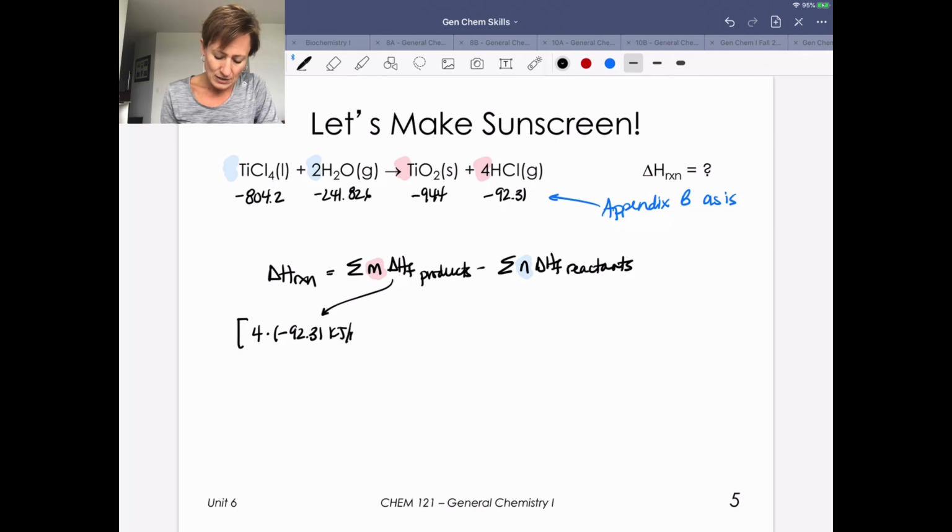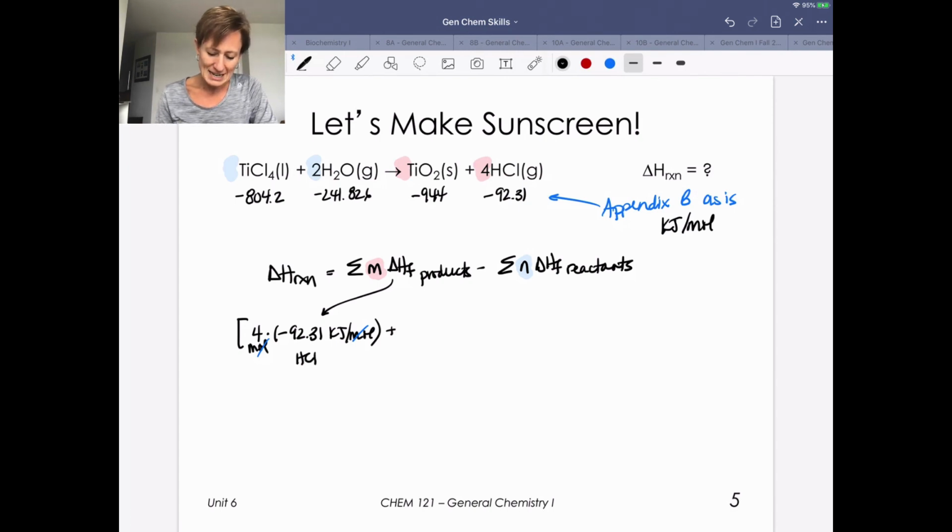I'm going to highlight here. I should have done this before. The units for these are kilojoules per mole. That's why we need to scale these by the coefficient, because they tell us how many moles of something we have. So this is really 4 moles of HCl times minus 92.31 kilojoules for every 1 mole we have. That's why it's scaled up by a factor of 4. So those are going to cancel. I'm not going to keep writing all of those units because this can get really cumbersome. So that's for our HCl.